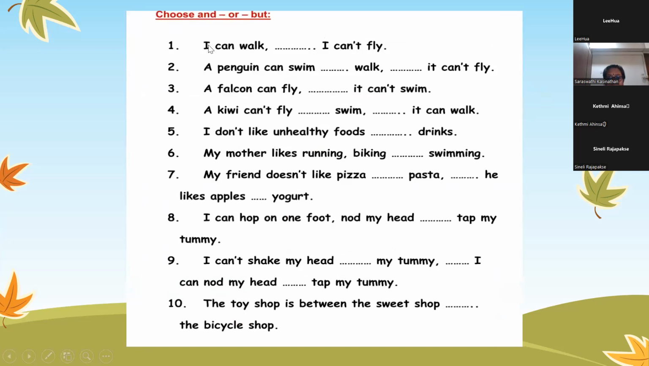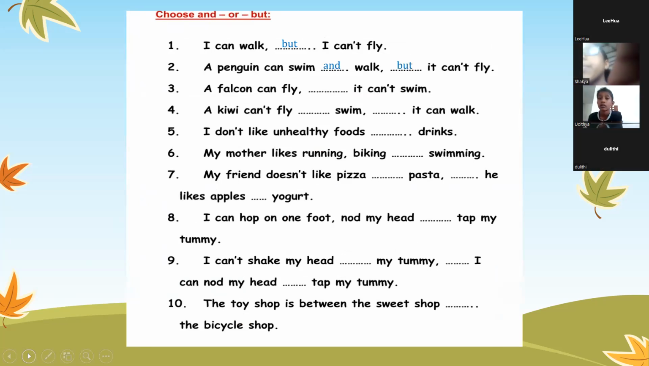Number 1. I can walk, but I can't fly. Very good. Well done. Next. A penguin can swim and walk, but it can't fly. Very good. So you notice that the sentence structure is getting a little bit more difficult, and more connectors can be used to expand the sentence. Okay. Number 3. A falcon can fly, but it can't swim. Okay. Very good.